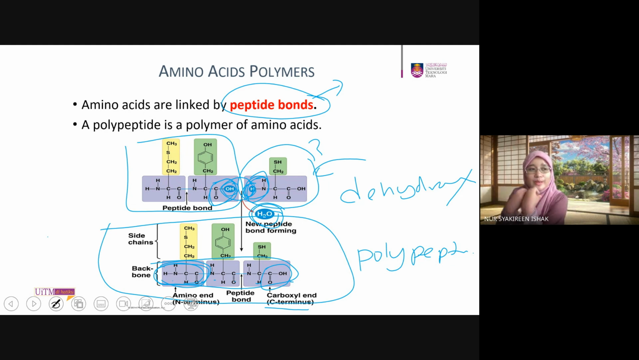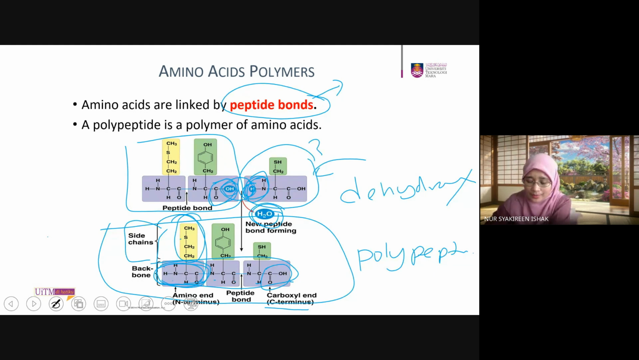So what makes one protein differ from another protein? It is due to the side chains. For example, the first amino acid here has this type of side chain. It has carbon, hydrogen, and also here it has a sulfhydryl.